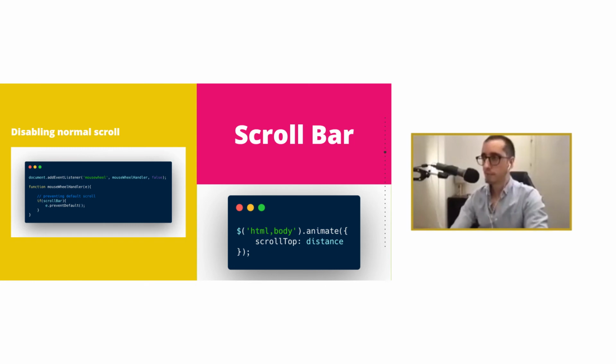To do that, well, this is using jQuery. The examples I'm putting here are using jQuery. It's just animating the scrollTop property of the body and the HTML. And then basically you would also have to, at the same time, prevent the default scroll that is done by the browser. So what you have to do is listen to the mouse wheel event, and then you just have to prevent the default scrolling. And by combining these two things, you would get a page that has a scroll bar and that can snap to the next section or the next slide.